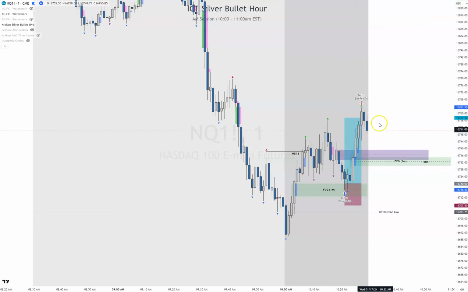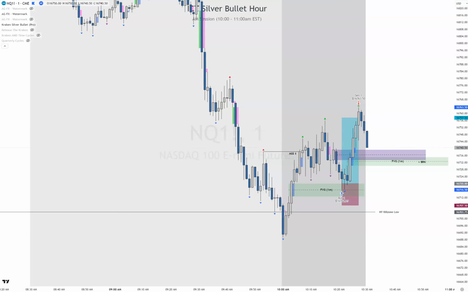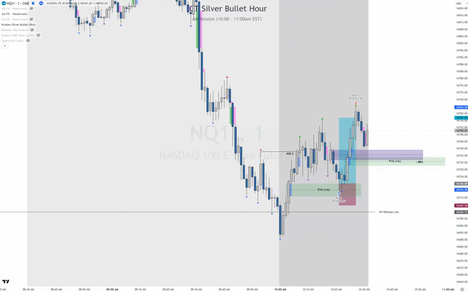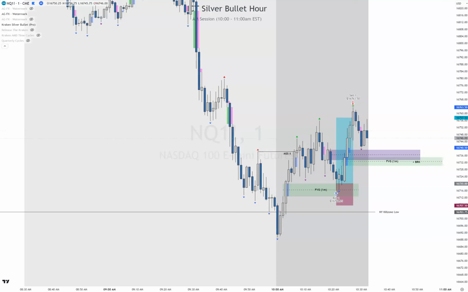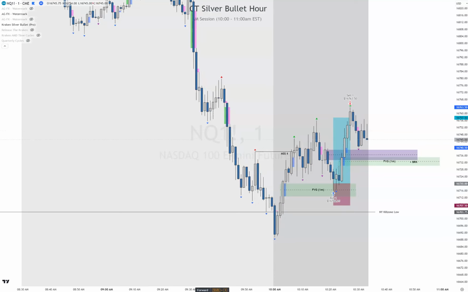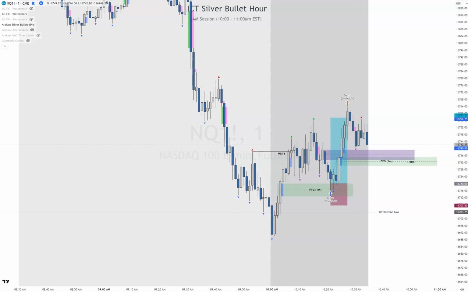So if the PD array was in premium and I still like this, I would take it off this breaker. But if I have other ones in discount to go long, I'd prefer those. So it is, no, right there. Oh, get me in. Nope. So there is some bias to it, and you've got to decide what that is for you.